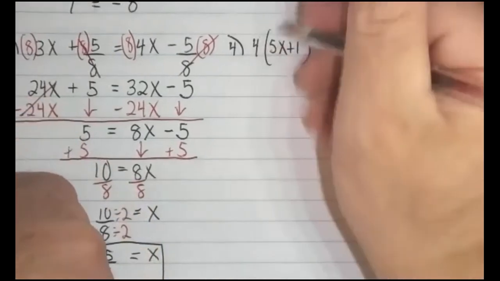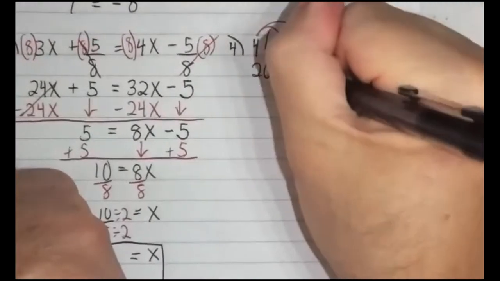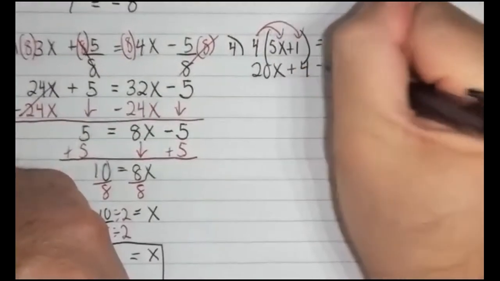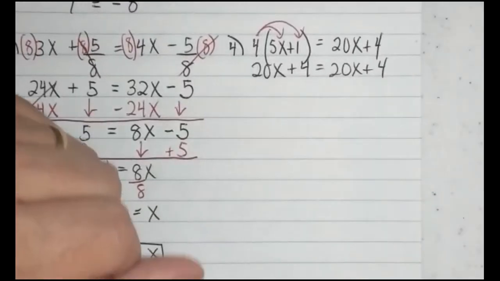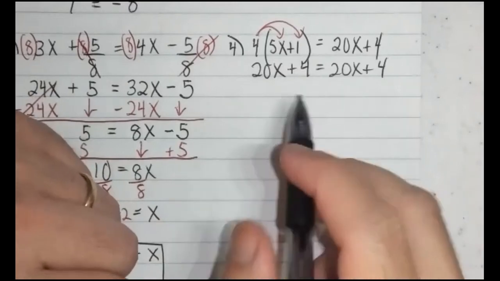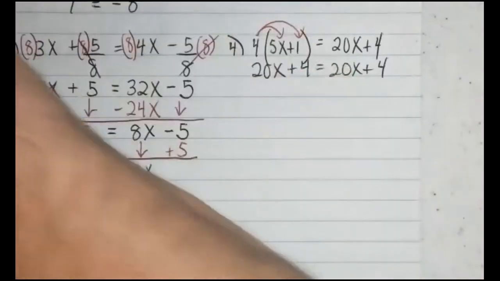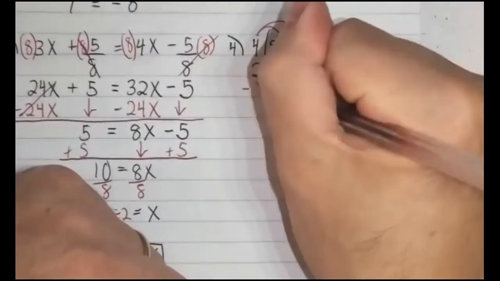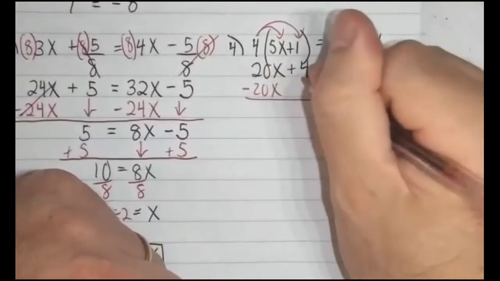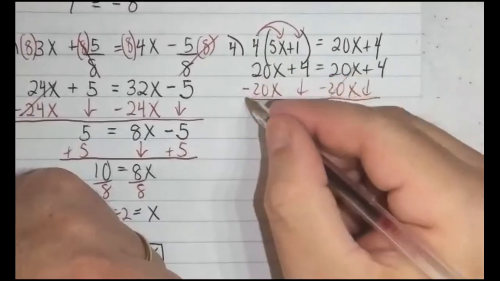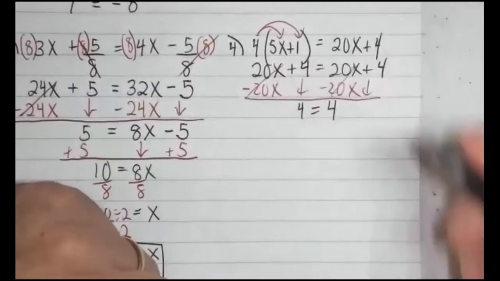So we notice here we have a distribute that we have to do first. When I do that, I'm going to get 20x plus 4 equals 20x plus 4. So at this point, I know something weird's going on, because I have the same value here as I do here. But even if you didn't necessarily notice that, you'd have to maybe subtract 20x from both sides. And what happens is both those 20x's would cancel each other out, and you're going to have 4 equals 4.